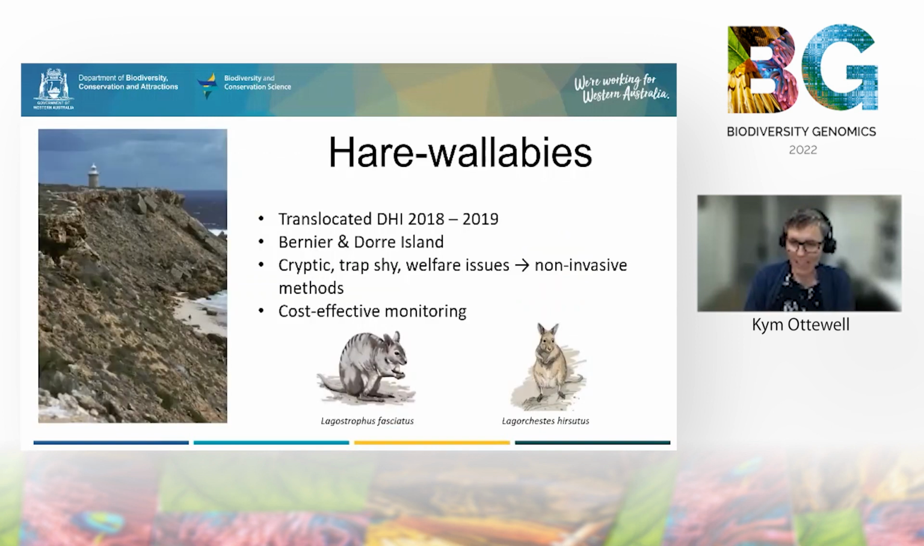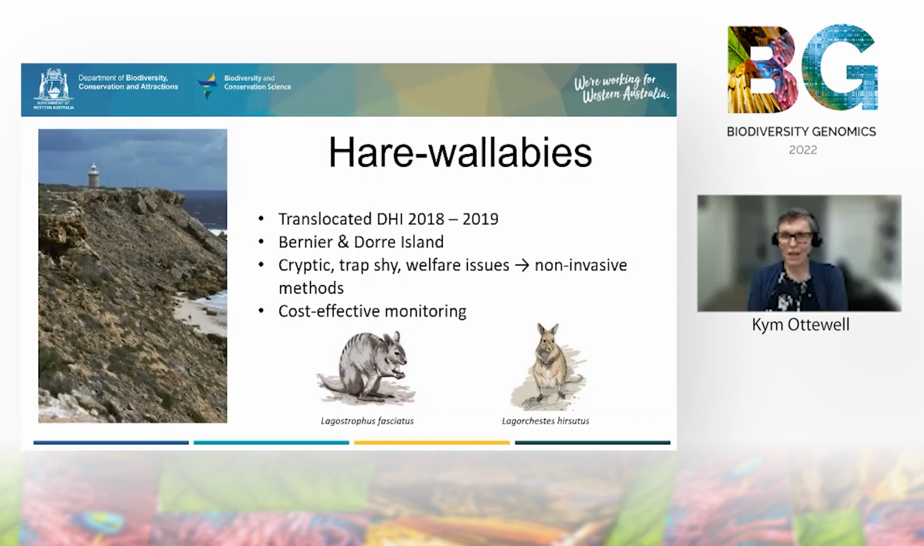So banded and rufous hare-wallabies were two of the species that were first translocated onto Dirk Hartog Island in 2018 from remnant populations on the neighbouring Bernier and Dorey Island. Both of these species have proved incredibly challenging to monitor. Both are highly cryptic, and particularly in the dense vegetation present on Dirk Hartog Island, it makes it very difficult to observe these animals and to capture them.